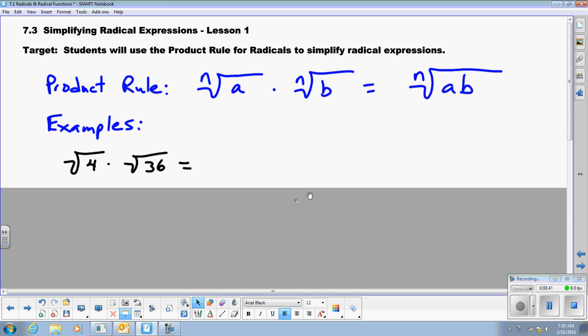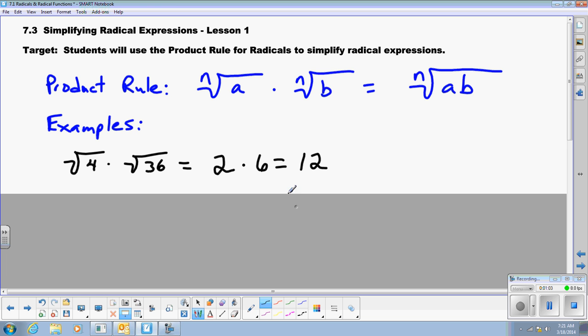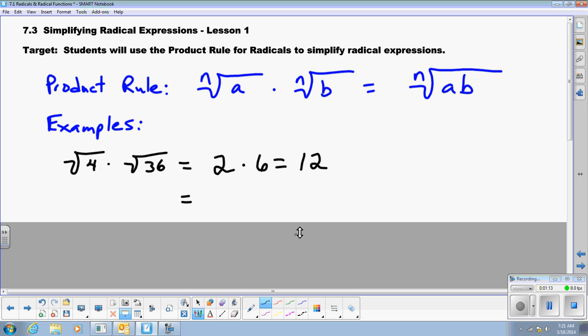Here's example 1. The square root of 4 times the square root of 36. We know that the square root of 4 equals 2, and the square root of 36 equals 6. And 2 times 6 gives us 12. Now, following the product rule up above, what that's saying is you could take the numbers inside the radical sign and multiply them together and then do the square root, and you should get the same answer. So let's see how that works.